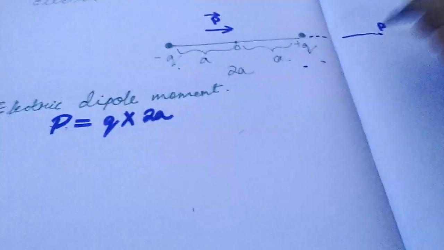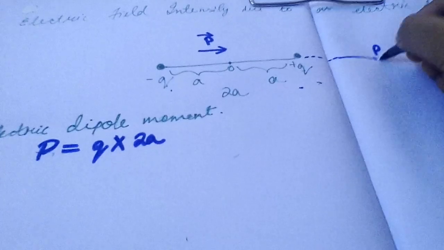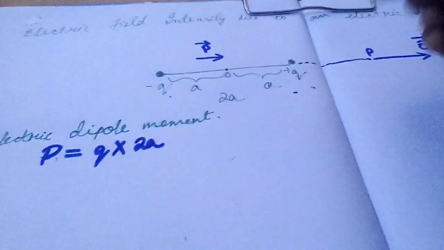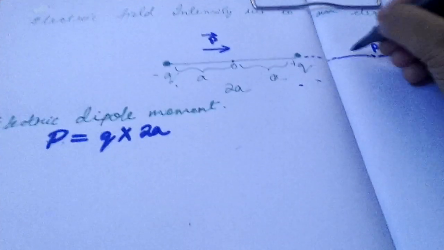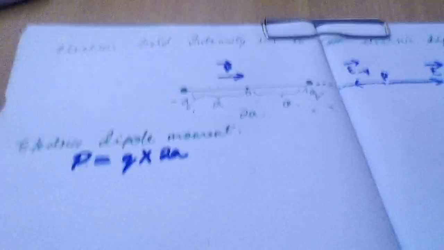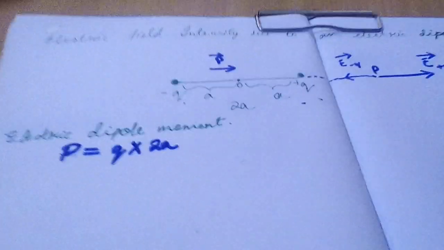Now the electric field intensity at this point P due to charge plus Q is in this direction, E plus Q. And the electric field intensity at point P due to the charge minus Q is in this direction, E minus Q. Now you might be confused why I have written plus Q and minus Q, and why the lengths of the vectors are different and their directions are different. Let me give an explanation.